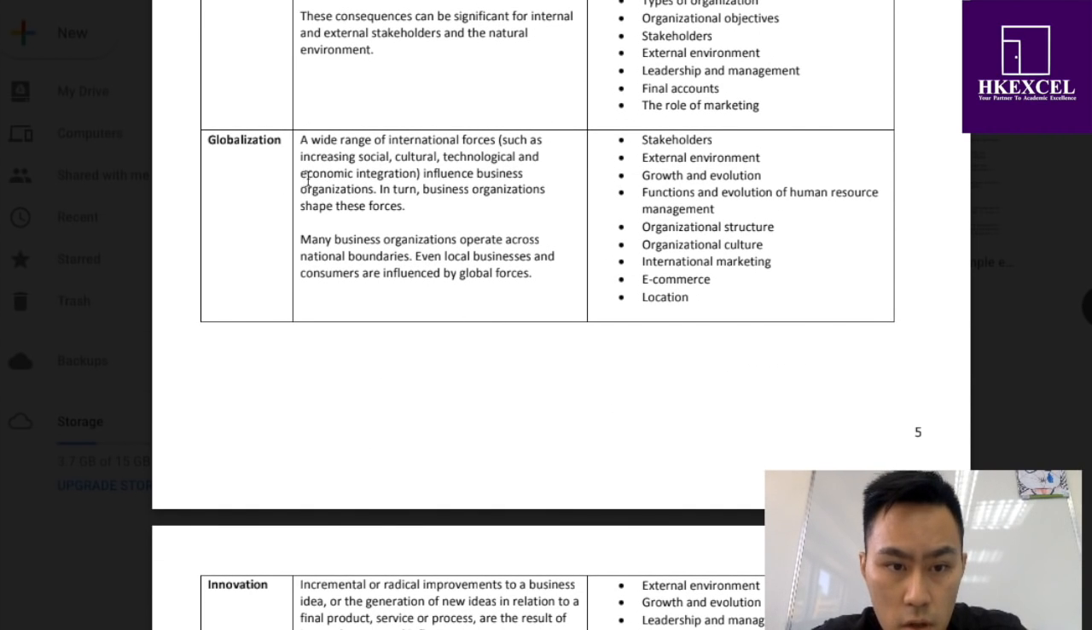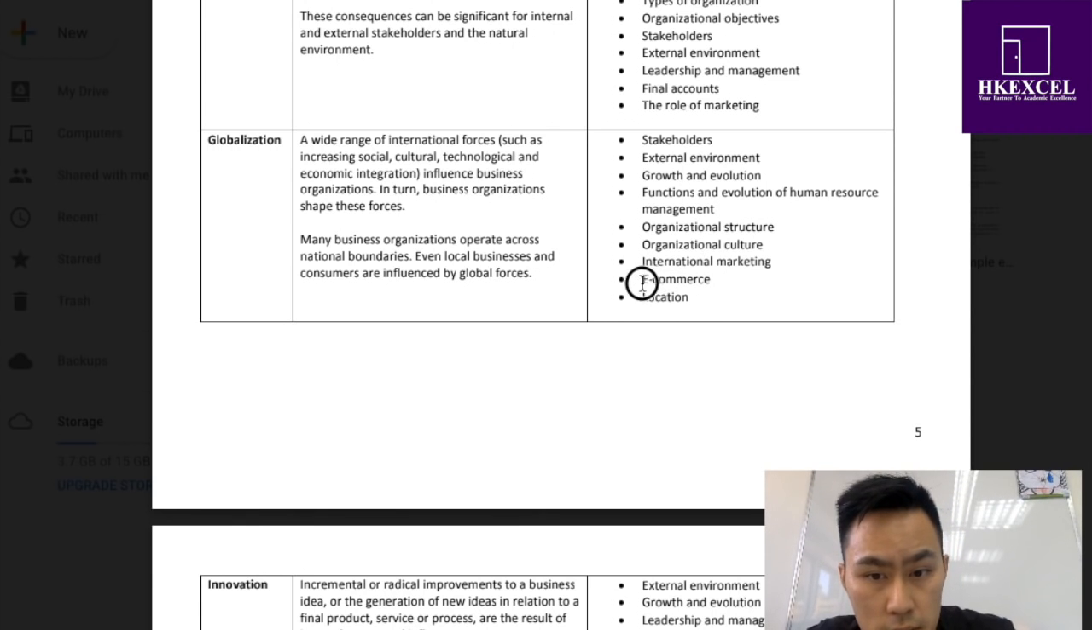And also for globalization, globalization is normally the influence on business organizations in terms of social, cultural, technological, and economic integration, due to operating in different countries. In that case, you can talk about growth, organizational structure, and also e-commerce, and also international marketing.